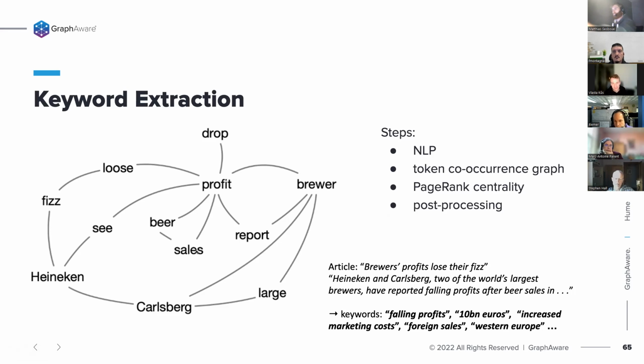And so you can build, using NLP and the graph database, this token co-occurrence graph, normalize it accordingly, and perhaps use PageRank centrality for identifying the important tokens in this graph, and then use some post-processing to be able to extract also key phrases, not just keywords, right? So at the output of this, you have keywords for this specific article, such as falling profits, 10 billion euros, increased marketing costs, foreign sales, Western Europe, and so on.